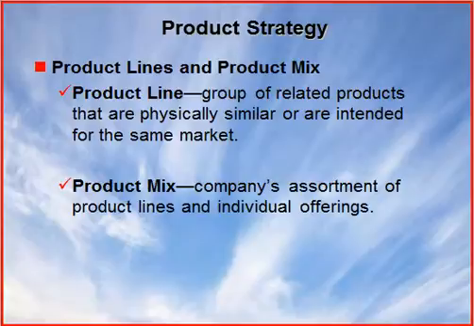In order to increase profits and growth, firms have many products. We distinguish between their product lines and product mixes. A product line is a group of related products that are physically similar or intended for the same market. Let's look at an example of a product line. Procter & Gamble has several different offerings in their laundry detergent product line.